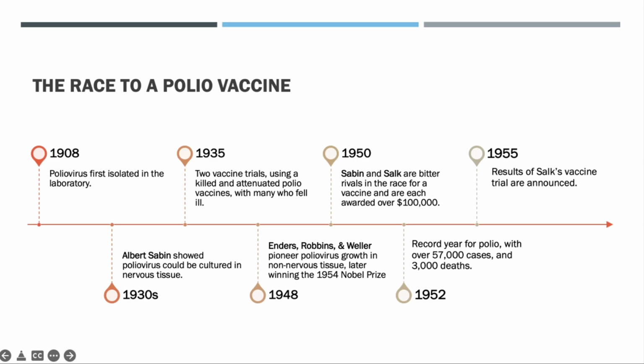There were some notable advances in the 40s that enabled poliovirus to be cultured much more effectively, and those were really critical developments for the future studies in polio vaccination. That also, a group of scientists led to their winning of the 1954 Nobel Prize. Sabin and Salk quickly became rivals in the vaccine race, and they were each awarded over $100,000 for funding in 1950 to develop this.